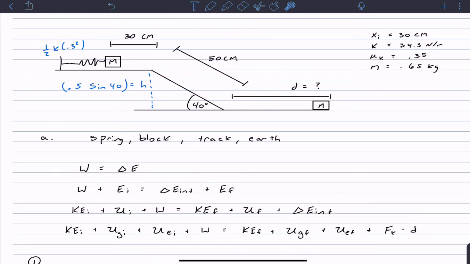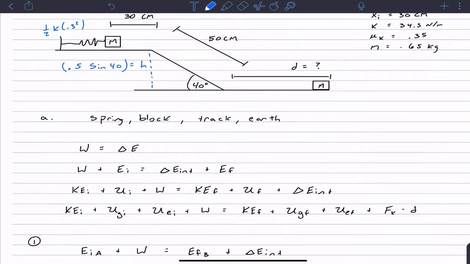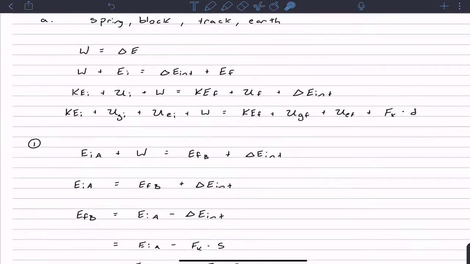Also recall, I don't know if this is clear, but we're told that the gravitational potential, or a change in the potential, is path independent, right? So it doesn't matter how this thing travels down here or how it gets here, but the overall change in the potential is just going to be mgh. So we have the mass times gravity times h, which was 0.5 sine 40, right? Minus mu k mg times 0.3. Okay, all of that is your value for the final energy of this setup.